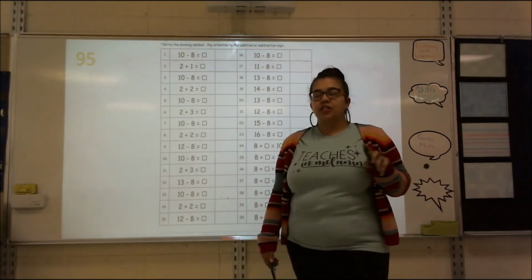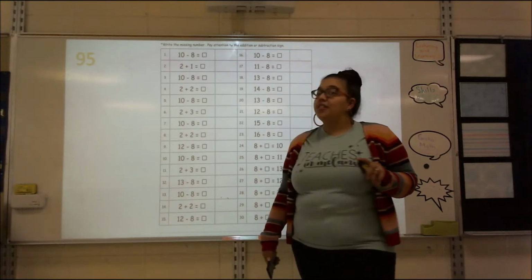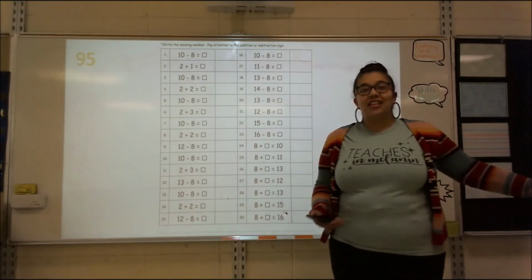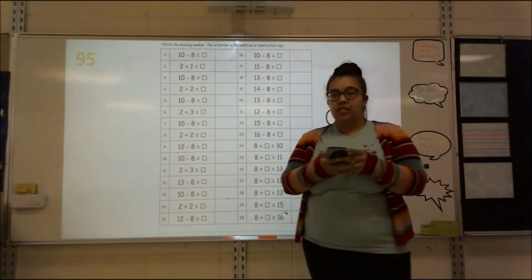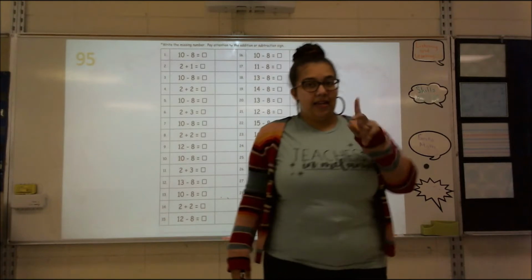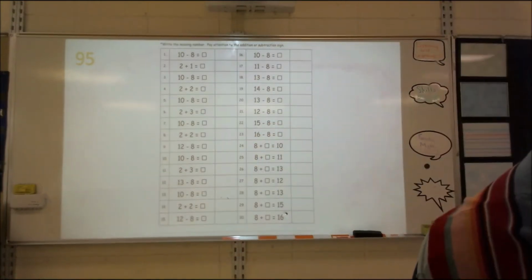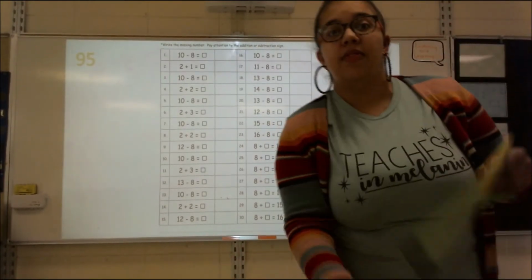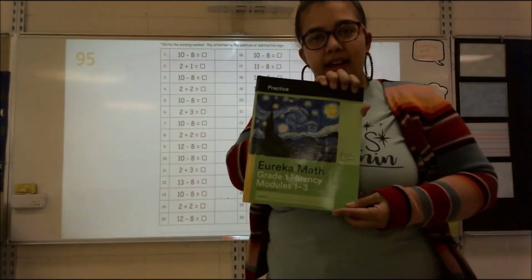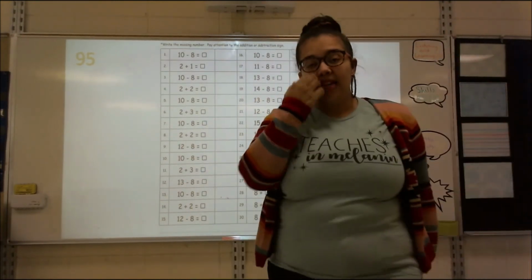Go ahead and get yourself ready. I'm reading the directions now. It says, write the missing number. Pay attention to the addition and subtraction sign. Now, just in case we're getting a little foggy on which book that is, notice the coloring of the number: Practice Fluency Starry Nights book, page number 95.